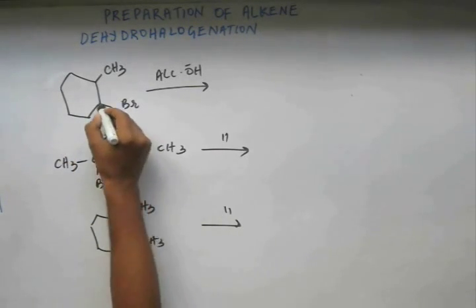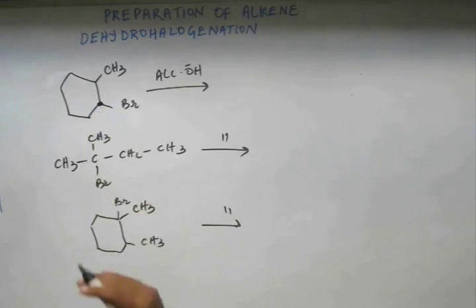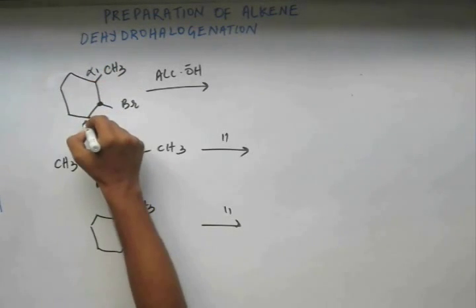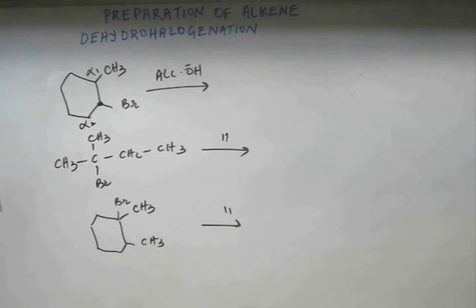Now this is the carbon to which halogen is directly attached and there are two alpha positions. Let us name this as alpha 1 and this would be alpha 2. Correspondingly there will be two products and both the products would be formed in certain percentage, but we are interested in the major product, so we have to decide on the major product.